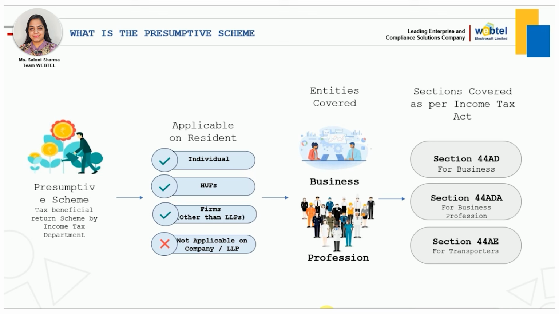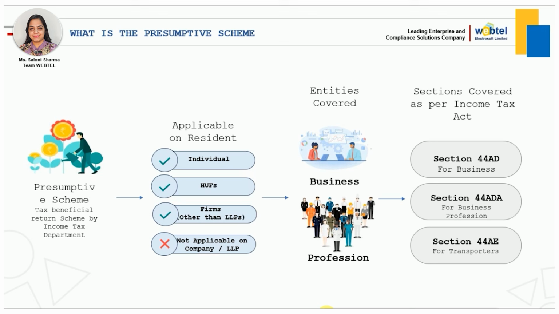Now let's understand what the presumptive scheme is. The presumptive taxation scheme is a simplified method of computing income under the Income Tax Act, and it is designed mainly for small taxpayers, or you can say for small businesses and professionals. Instead of maintaining detailed books of accounts and calculating actual profit, the Income Tax Department presumes a fixed percentage of your total turnover or receipts as your income, and you pay tax on that amount.